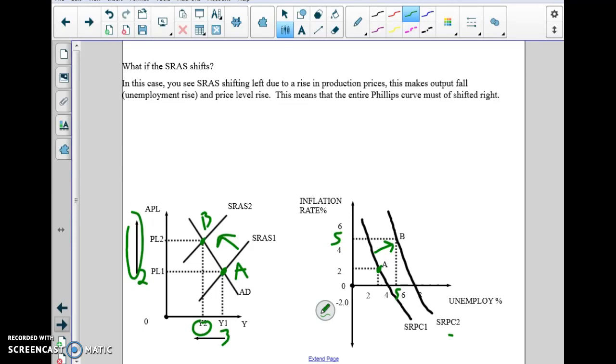The other way would be true too. So, easy way to remember it. When the AD curve moves, the point of operation moves in the opposite direction. When the SRAS curve moves, the SRPC curve, connect those together, SRAS, SRPC, they both move, but in the opposite direction. Always opposite direction, okay? Hopefully that makes it easy for you to remember.